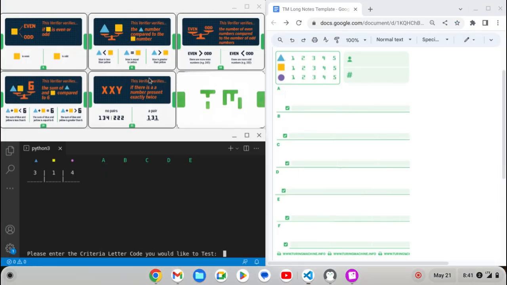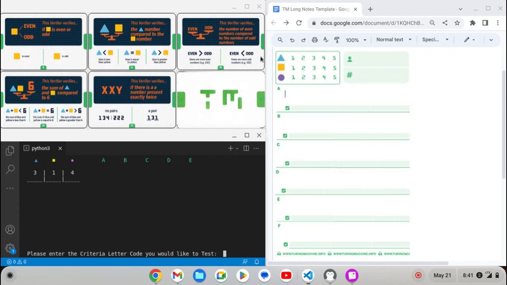So in our grid above, we've got our 5 criteria cards. On the top row, we've got criteria card A, criteria card B, and criteria card C. And on the bottom row, we've got criteria card D and criteria card E. Criteria card A will look at the middle digit, the square digit, and will let us know whether that value should be an even or an odd digit.